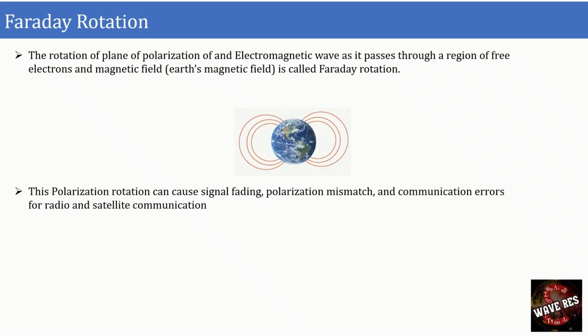When this polarization rotation happens, it can cause signal fading. You can imagine that if you are using a horizontally polarized wave and, due to Faraday rotation, the polarization rotates and a vertically polarized wave is received, it can cause signal fading, polarization mismatch, and communication error. So this is one of the unwanted effects in our satellite communication. That's why we always prefer circular polarized antennas for satellite communication.